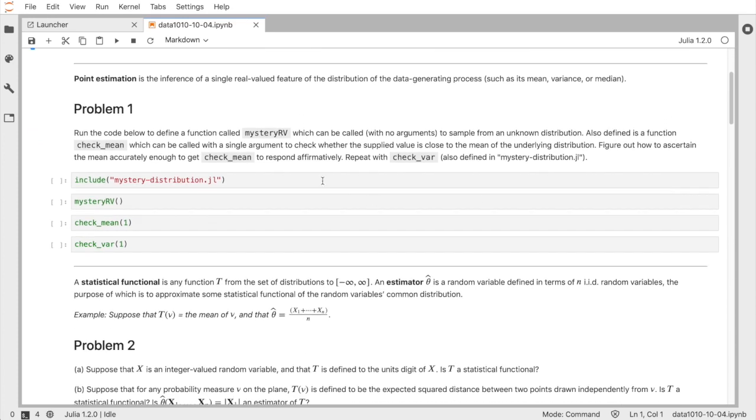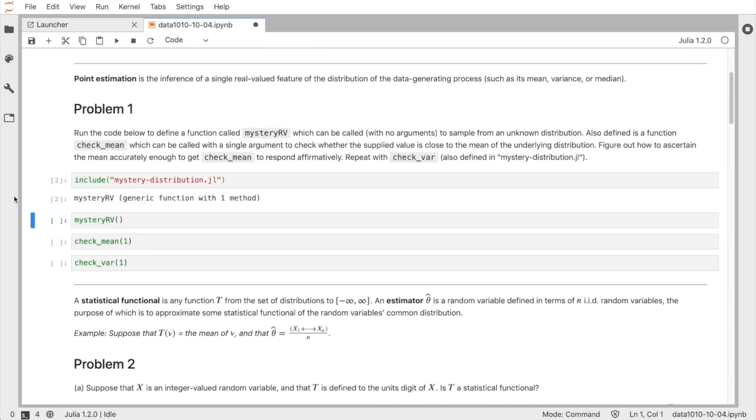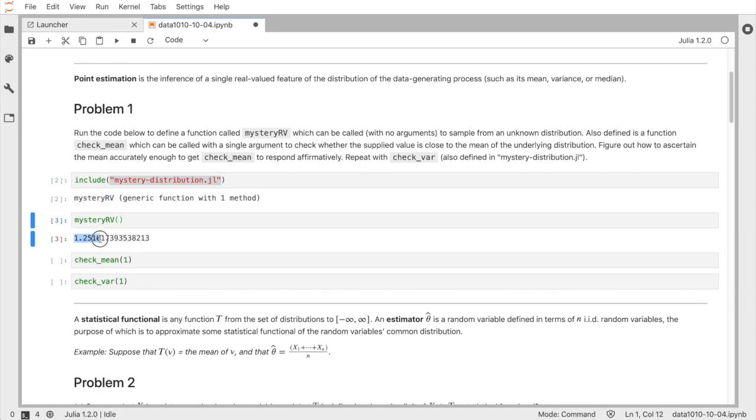So in this first problem, we have a bit of a game. We pull in this script called mysterydistribution.jl, which is sitting in the same directory as the notebook. And it defines a function called mysteryrv. And we can call mysteryrv and get a random value. So if we call it repeatedly, we'll get different values each time. So sometimes it's between 1 and 2, sometimes it's bigger than 2. Occasionally it's even bigger than 3. It looks like it's not coming up negative. Running this cell repeatedly is getting a bit old, so let's try to see more detail by making a histogram.